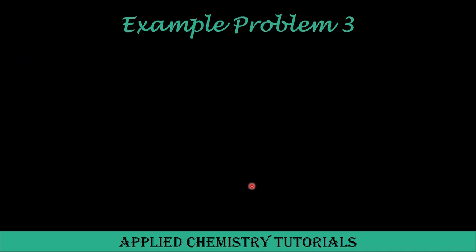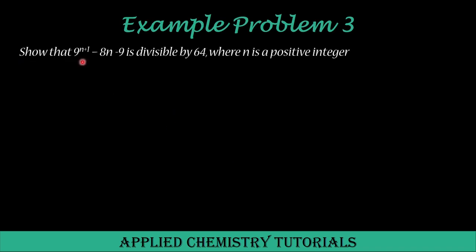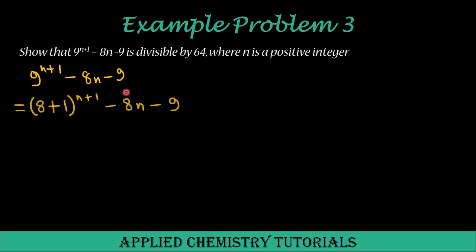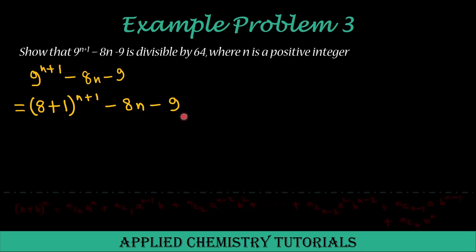So now we are moving into example problem 3. Show that 9 to the power n plus 1 minus 8n minus 9 is divisible by 64, where n is a positive integer. So we are rewriting the problem statement again. 9 to the power n plus 1 minus 8n minus 9, and we can rewrite it as (8 plus 1) whole to the power n plus 1 minus 8n minus 9.